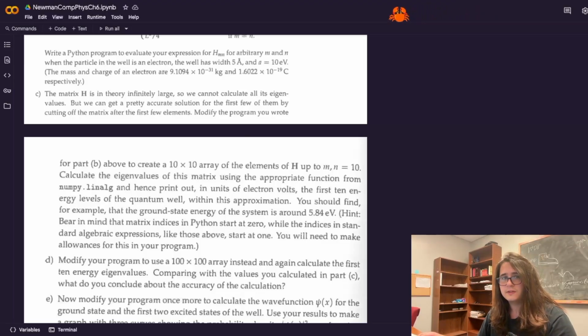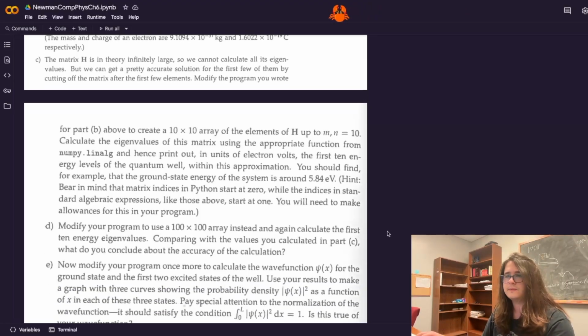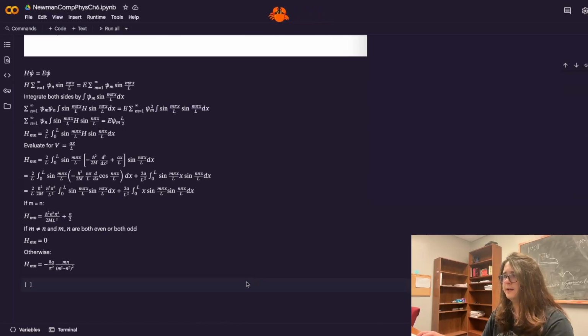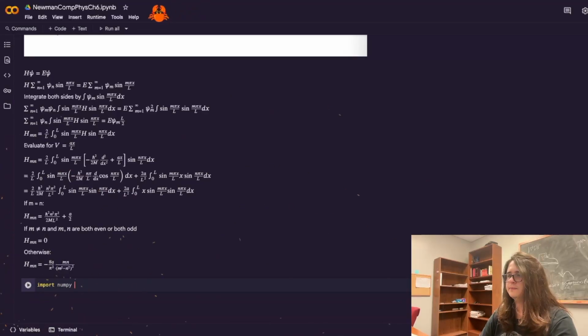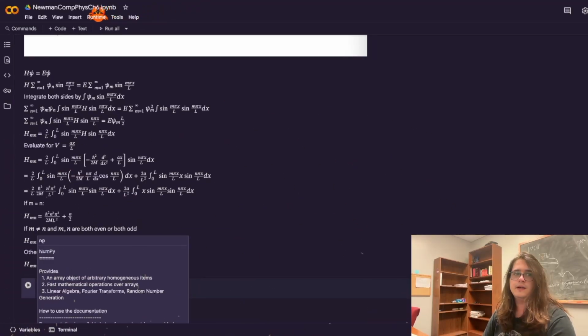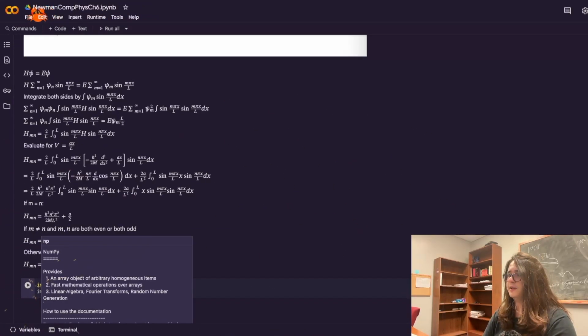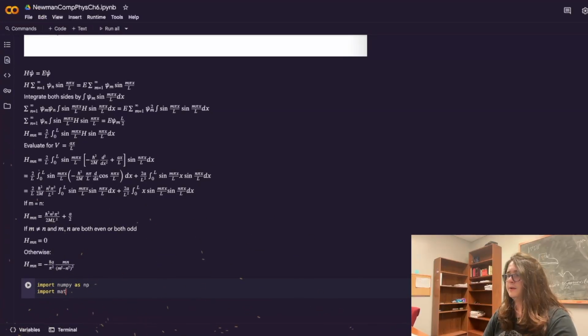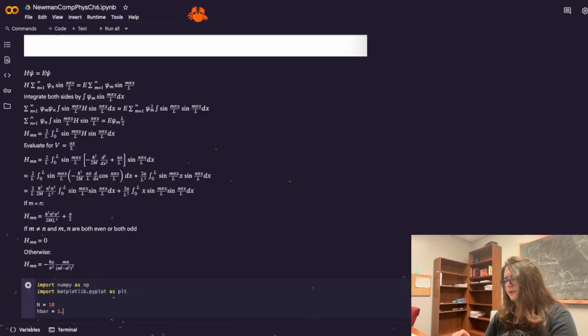So let's do that. I'm going to go ahead and import numpy as np. I am going to eventually plot stuff, so I'm going to go ahead and import matplotlib.pyplot as plt. Okay, and we're going to start with n equals 10 for this guy, right? Define some constants. I want h bar.